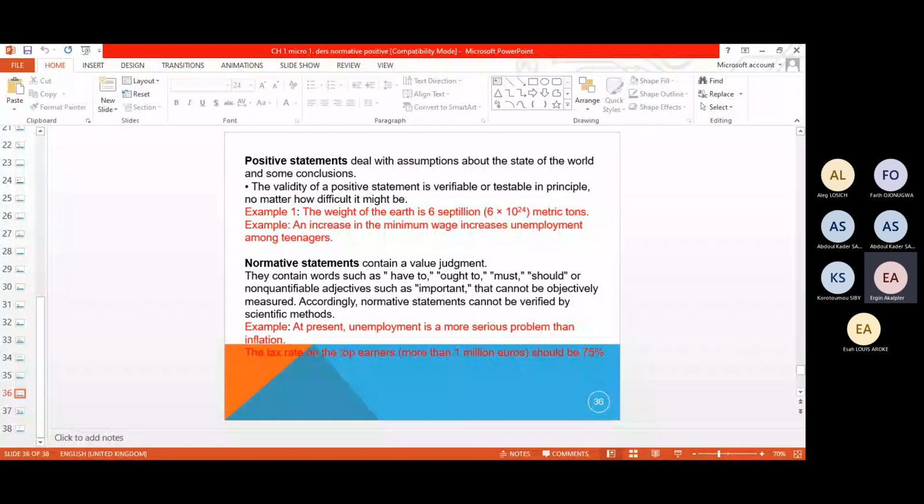And the positive statement deals with assumptions about the state of the world and some conclusions. The validity of a positive statement is verifiable or testable in principle, no matter how difficult it might be. Example 1, the weight of the earth is 6 septillion, 6 times 10 to the power of 24 metric tons. Example, an increase in the minimum wage increases unemployment among teenagers, which is expected. And normative statements, against this, say you have to do something. You have to rearrange something.